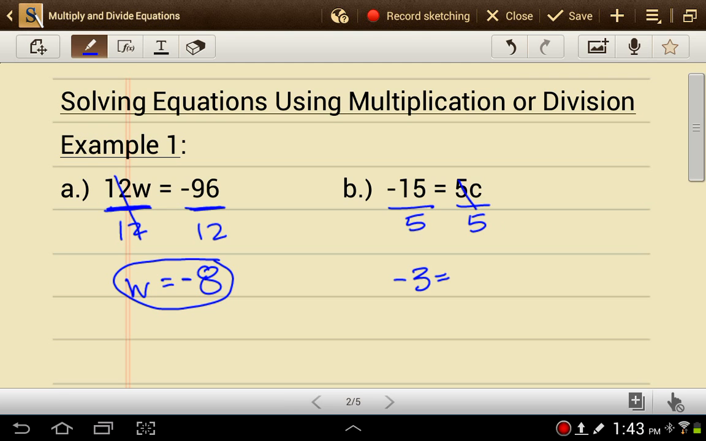On this side, 5 divided by 5 is 1. 1 times c is c, so all I'm left with is c. So c equals negative 3. I can plug that back in to check my work. I'm going to go on to my next example. If you need to pause, go ahead.